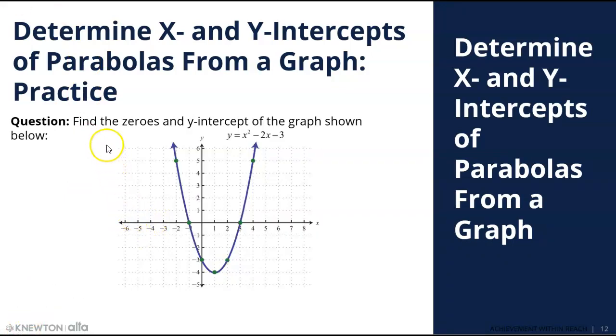Another example, find the zeros and y-intercept of the graph shown below. We have here a parabola, and this is the graph of the equation y equals x squared minus 2x minus 3. The zeros are the intersection of the graph at the x-axis. In this case, it is x equals -1 and x equals 3. And the y-intercept is the intersection of the graph at the y-axis. In this case, it is y equals -3, and that corresponds to the ordered pair 0, -3.